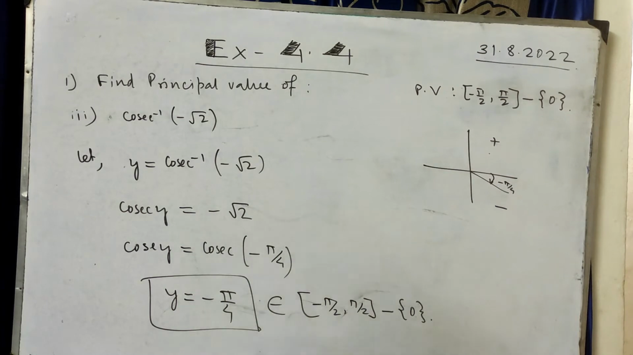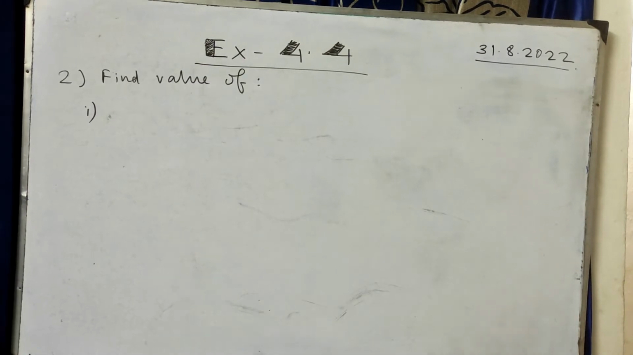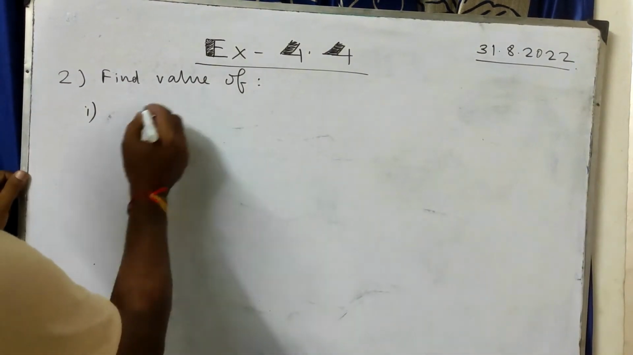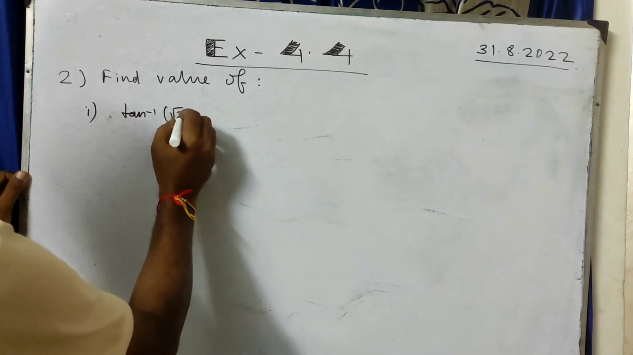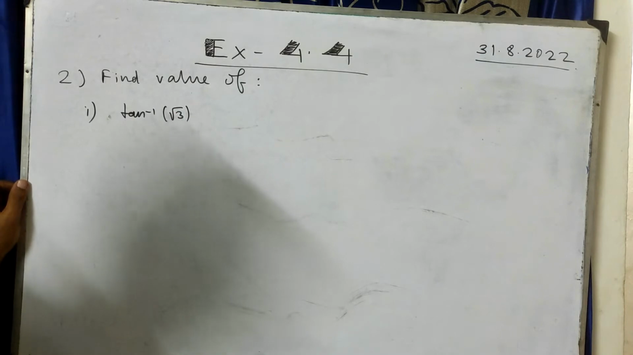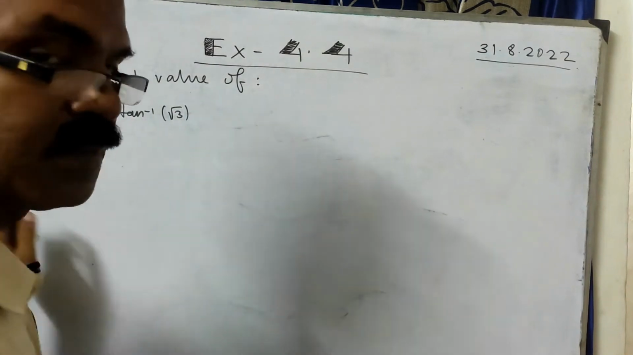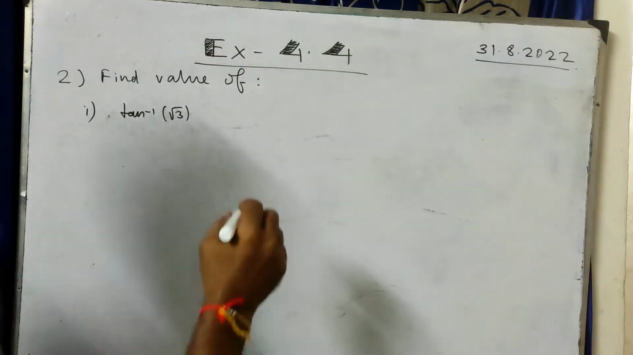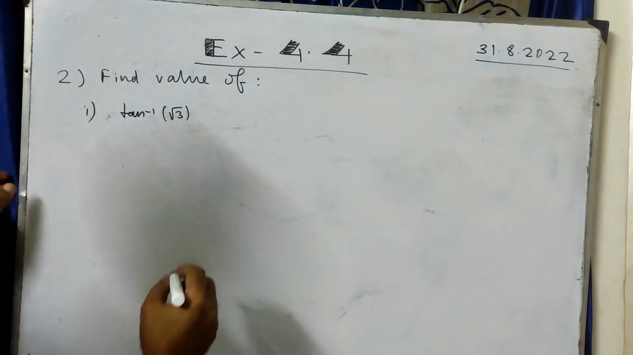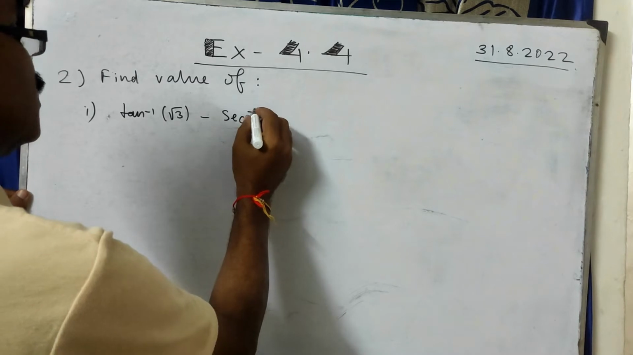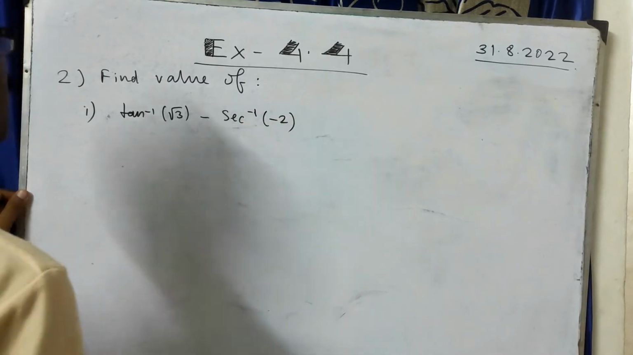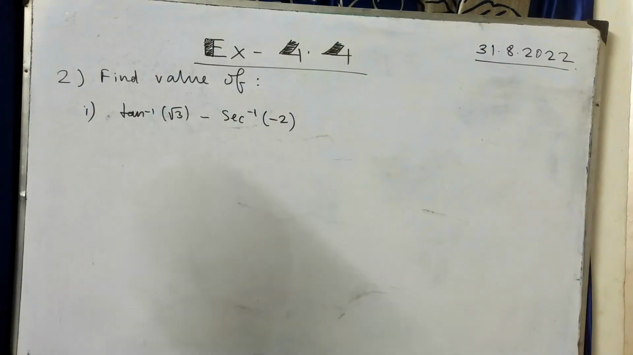Okay, write it down. Find the value of tan inverse. This is question number 2. Tan inverse root 3 minus secant inverse minus 2. This value we have to find out. Okay, so what will we say?